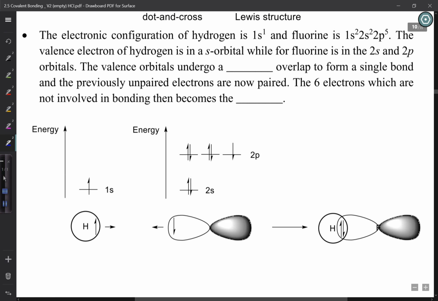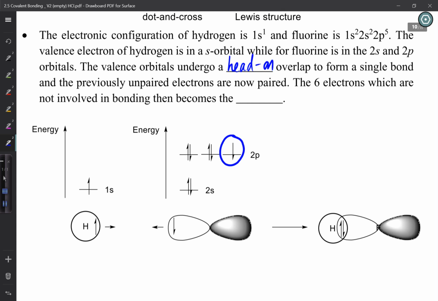Alright? So what happens is that you can see that this unpaired electron from fluorine is in a 2p orbital. So in order for this orbital to have electron pairing, it has to overlap with this hydrogen. So once again, it undergoes a head-on overlap to form this kind of orbital interaction. And once again, this is known as a head-on overlap because it overlaps with the other orbital directly in one line.